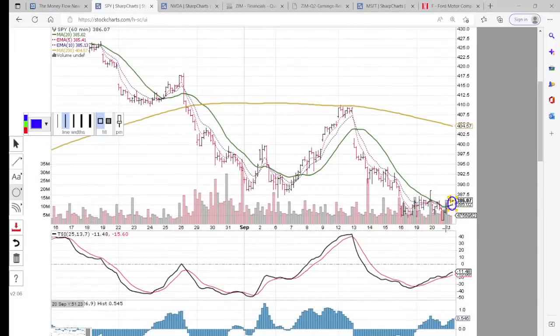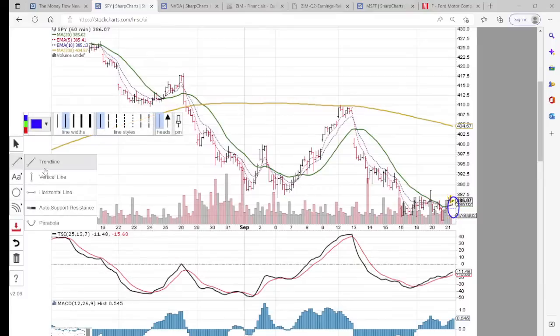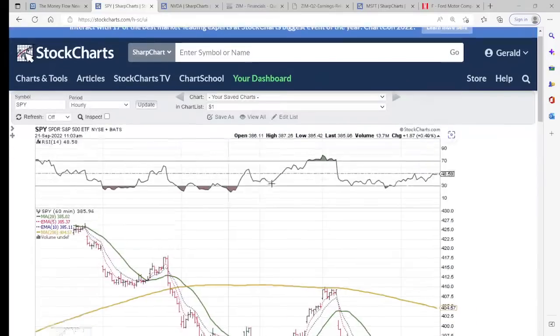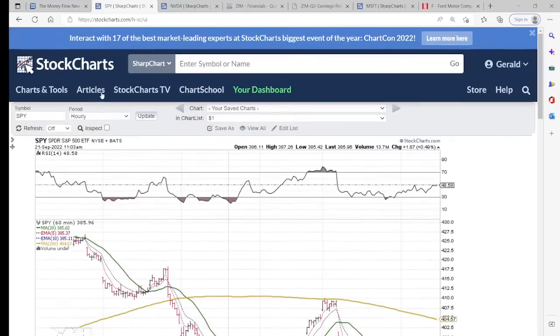But look, the 10 day's not there, man. 10 days not there yet. See it down there? See it? It's pretty weird. So we'll see. We'll see as this develops. So that's on the 1 hour.